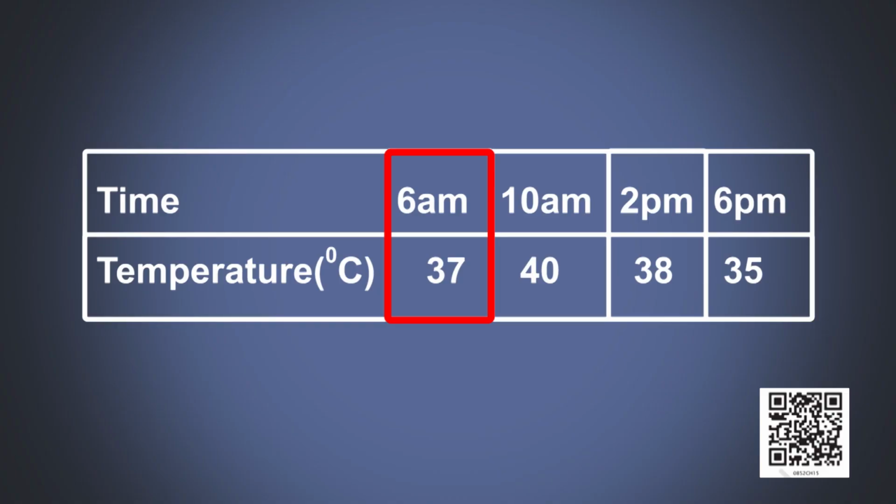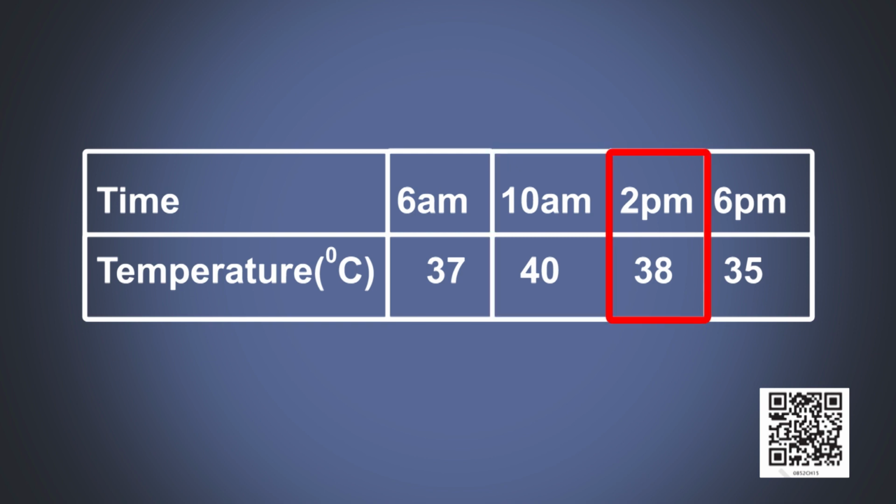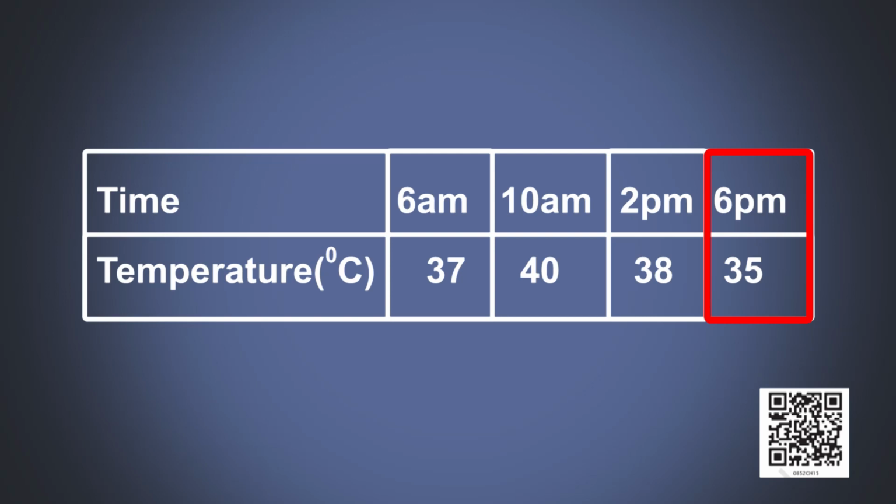Now let me tell you an incident. Last week my friend Renu was sick, so I took her to the hospital. But the doctor told me that she has a mild fever and I need to check her body temperature every 4 hours. So I recorded her body temperature every 4 hours and it was as follows. At 6 am it was 37 degrees, at 10 am it was 40 degrees, at 2 pm it was 38 degrees, and at 6 pm it was 35 degrees.